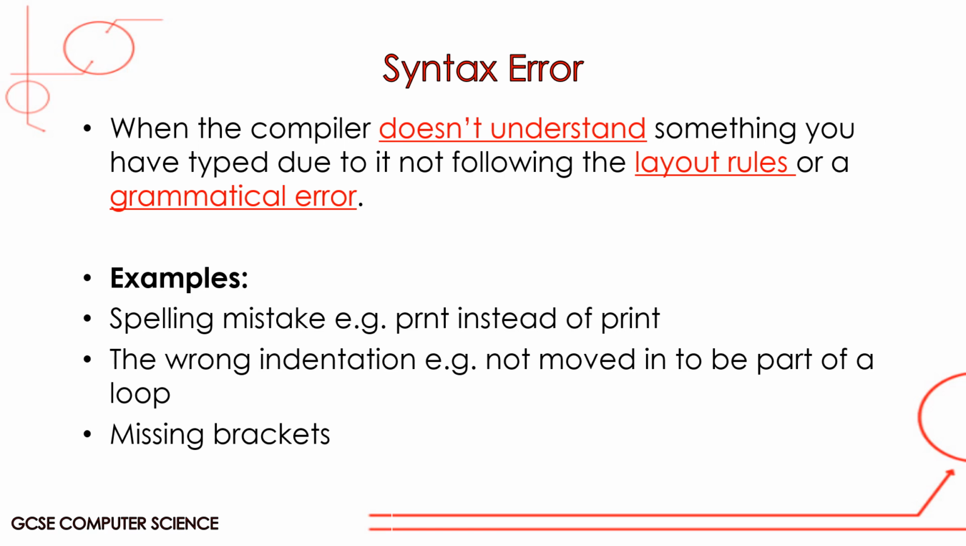There are two types of error that you need to know. Number one is a syntax error. This is when the compiler doesn't understand something you've typed, usually due to it not following the layout rules or a grammatical error. Examples are spelling mistakes, for example, prnt instead of print, the wrong indentation, for example, not moving it in to be part of a loop, and another one is missing brackets.